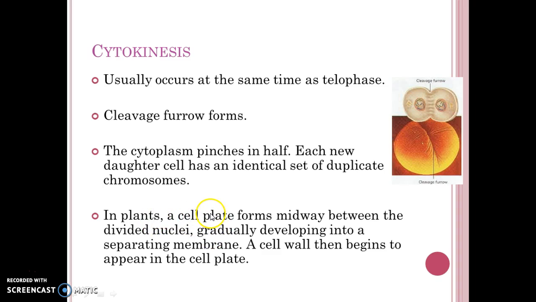In plant cells, a cell plate forms midway between the divided nuclei, gradually developing into a separating membrane. A cell wall then begins to appear in the cell plate. So when you think of cytokinesis, cleavage furrow takes place in animal cells, and cell plate takes place in plant cells.